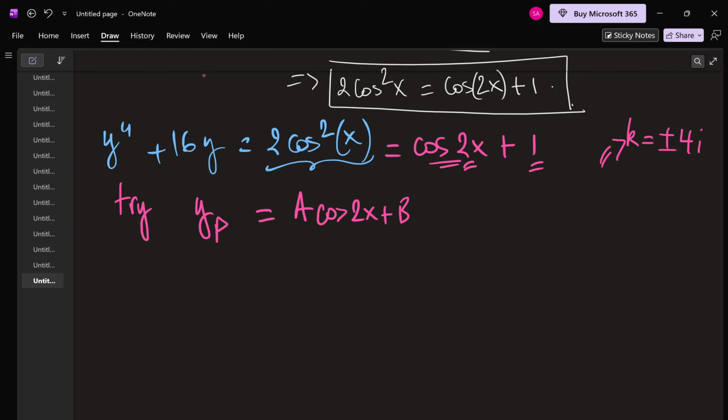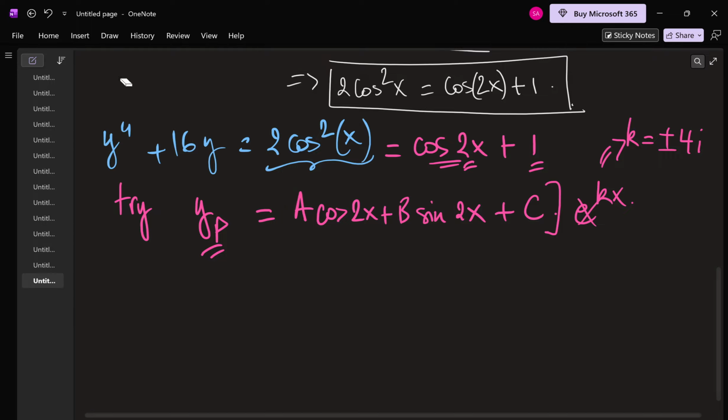So plus b sine 2x plus, we have here 1, plus another constant c. Let's guess the particular part like this. Since this is not a root, we do not multiply it by an exponential, something like k exponential. We simply write it like this. Okay, so let's find A, B, and C.